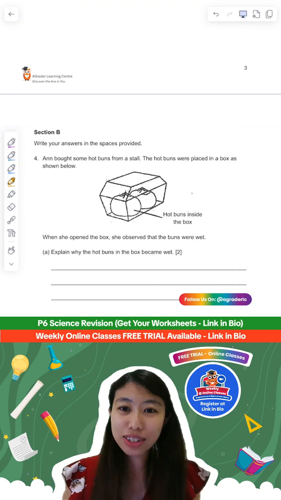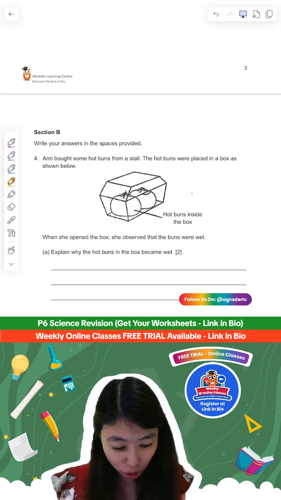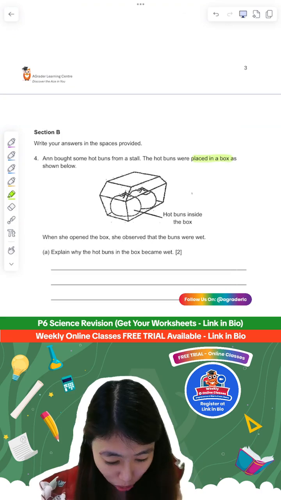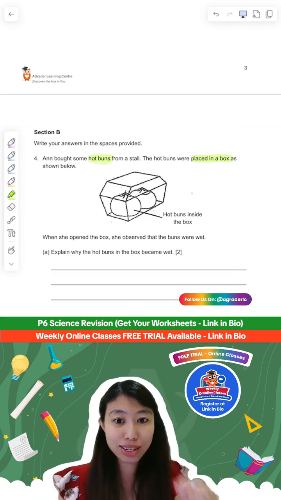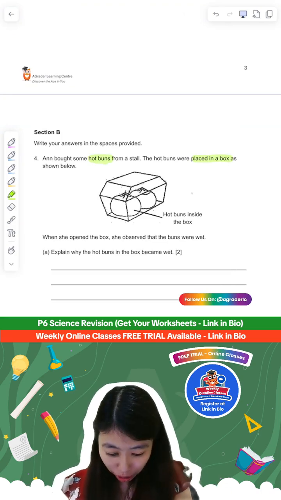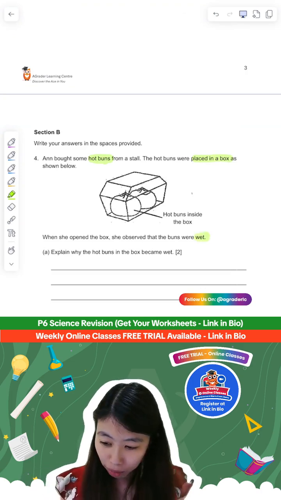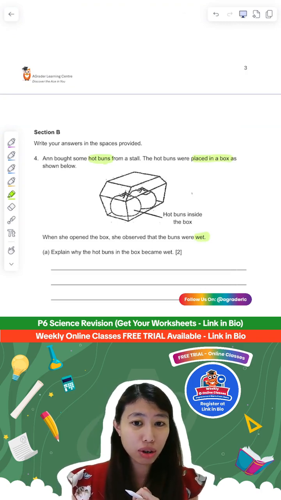Okay, so let's look at this one. Question four says that Anne bought some hot buns from a store, and they were placed in a box as shown. Take note what is the hotter region. The buns are the hotter region, right? The hotter thing. So when she opened the box, you notice that the buns are wet. Can you tell me why the buns are wet?